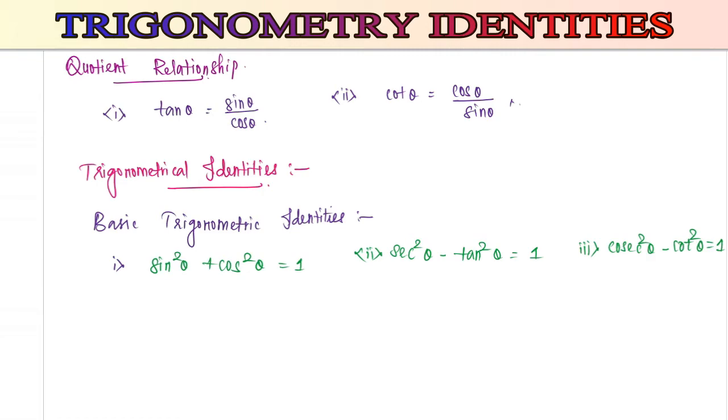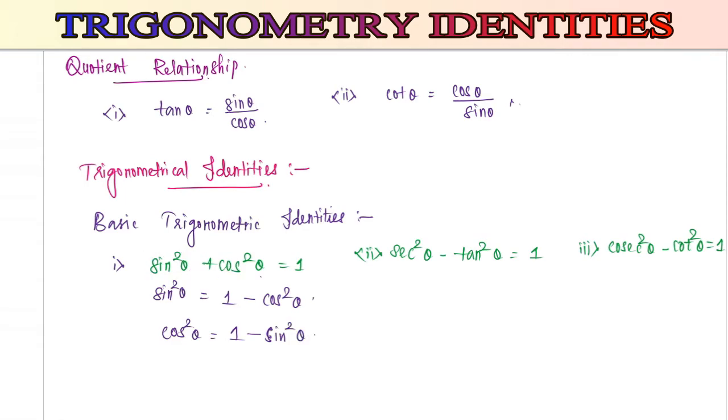Now you can express the above identities differently. Sine square theta is equal to, when you shift the plus cos square theta to the opposite side, 1 minus cos square theta. Cos square theta is equal to 1, when you shift the plus sine square to the opposite side, minus sine square theta.